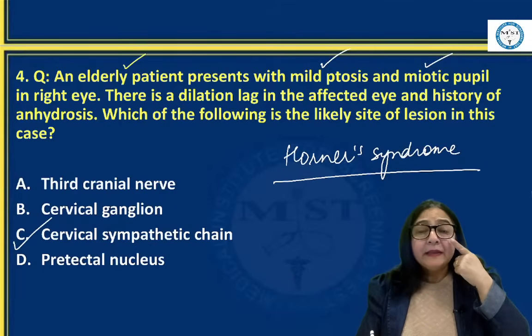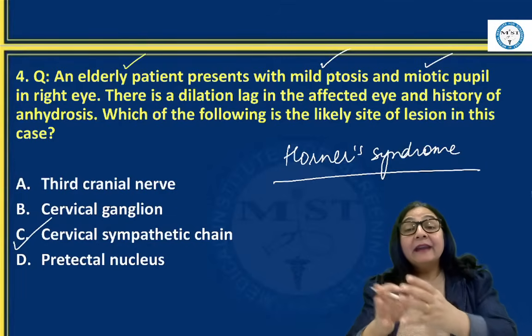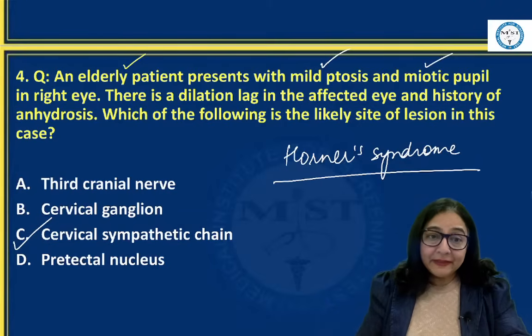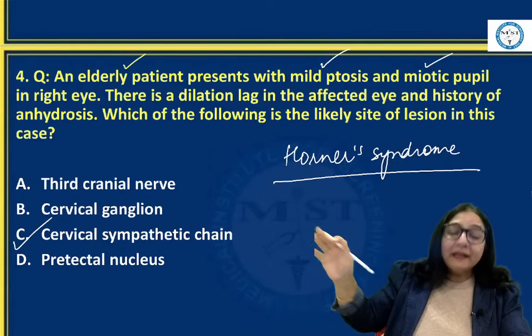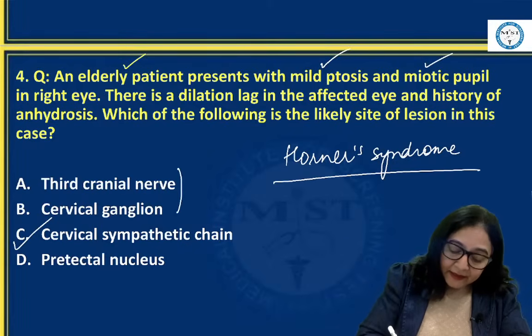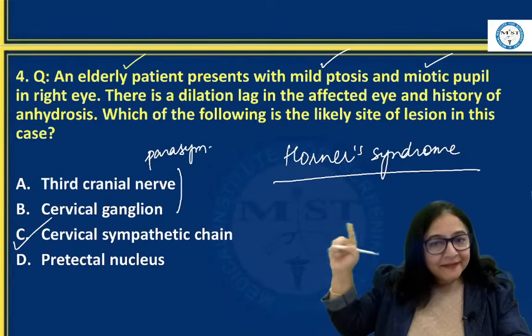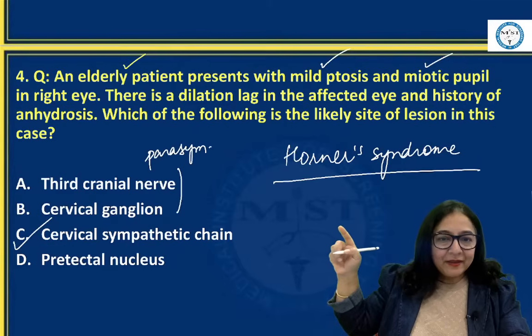Okay. The third cranial nerve is carrying the fibers for the sphincter pupillae, parasympathetic fibers. The ciliary ganglion, again, is a parasympathetic ganglion. So these are part of the parasympathetic system, you can say.